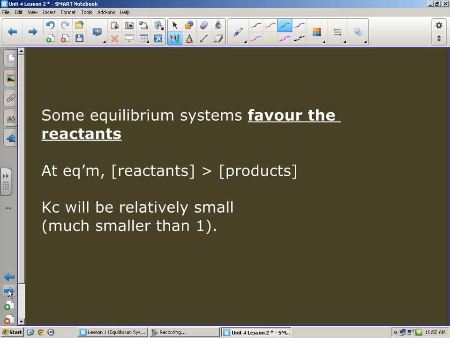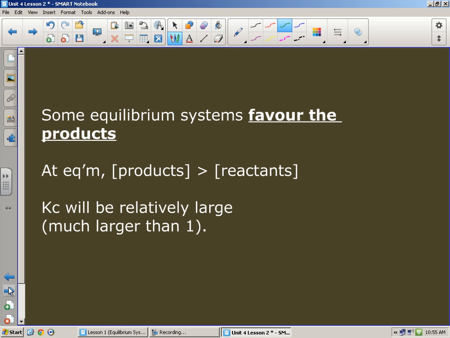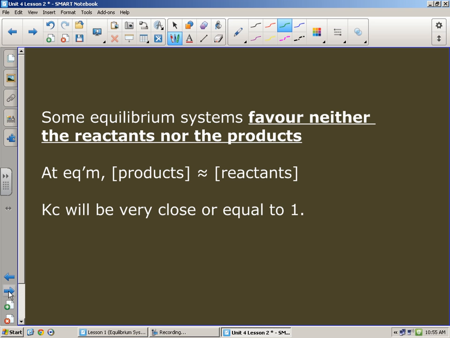Vice versa. If the products happen to be very large and the reactants are quite small, you're going to get a large number over a small number. Kc is, of course, going to be bigger than 1, which means it favors the products, all right? And finally, some equilibriums favor neither the reactants nor the products. In this case, the reactants and the products are approximately equal to each other. So very close to or around 1, right?